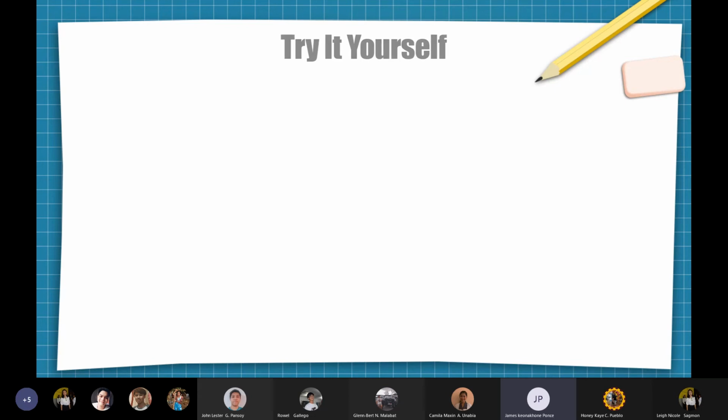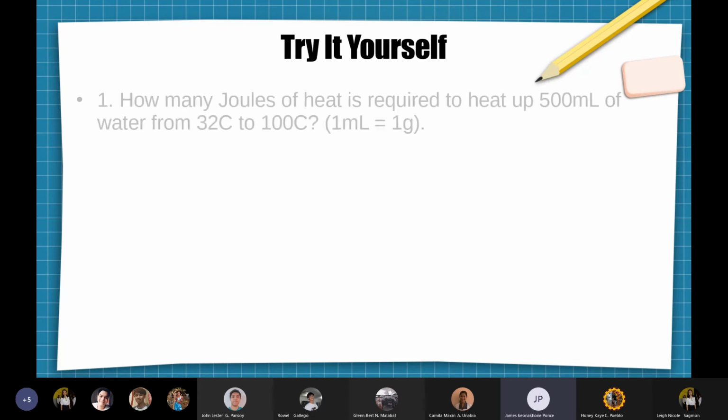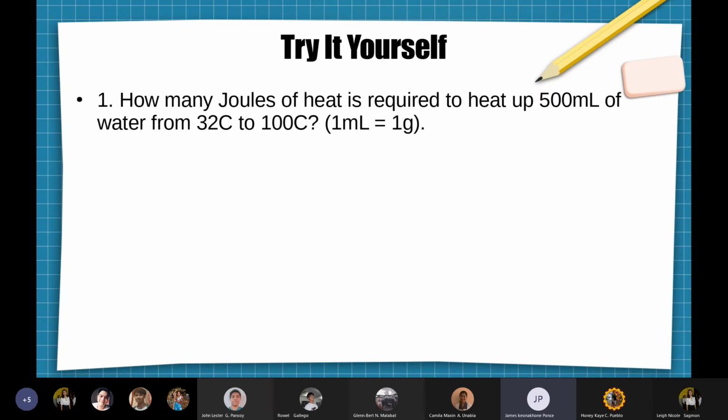Here are some examples. Why don't you try it yourself? Let's allot 5 minutes for this problem. Just type your answers in the chat. By the way, any questions for solving the heat absorbed?